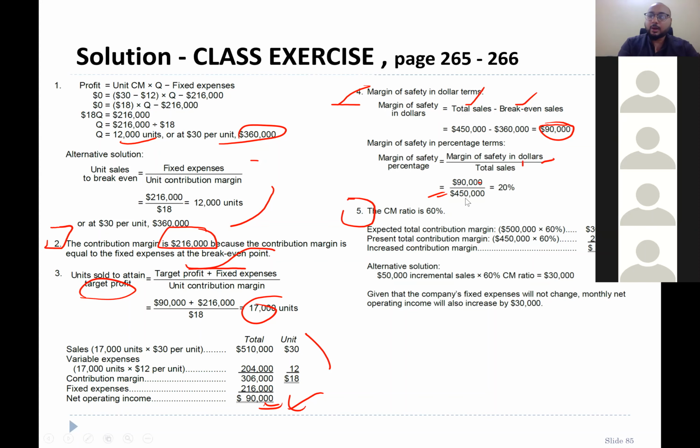The last one is the CM ratio is 60%, and you need to find out how much increase in the margin. Simply, expected total sales would be 300,000 and present total sales would be 270,000. So that would be our increase in the contribution margin, right, guys? Or you can simply use the new sale, incremental sale, multiplied by the CM ratio. Whatever is left after covering fixed costs. So we see in this example, we already covered the fixed cost. So whatever is left, the CM directly goes to our net operating income, right?